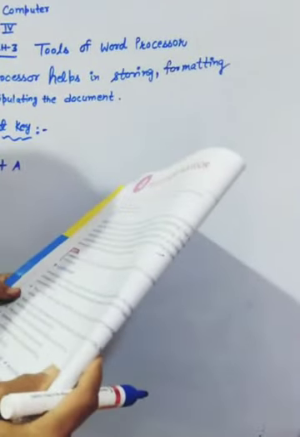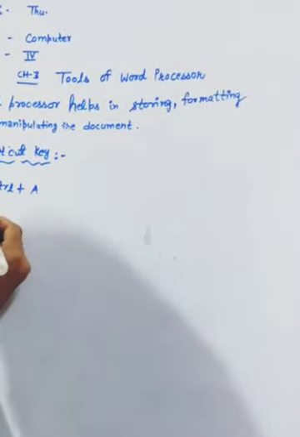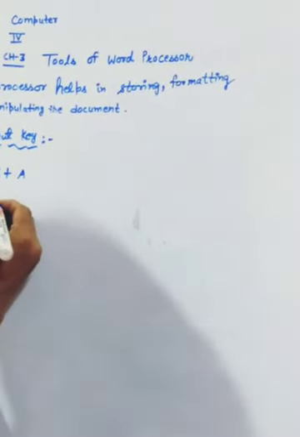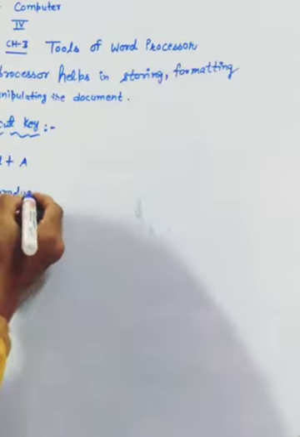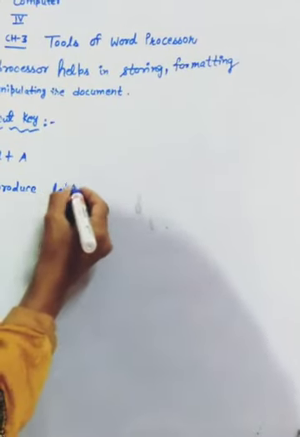These are the points 1, 2, 3, 4, 5. First, it produces letters, reports, notices, newsletters, books, bills, etc. quickly in a presentable manner.